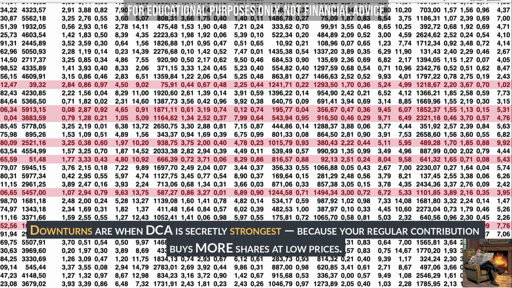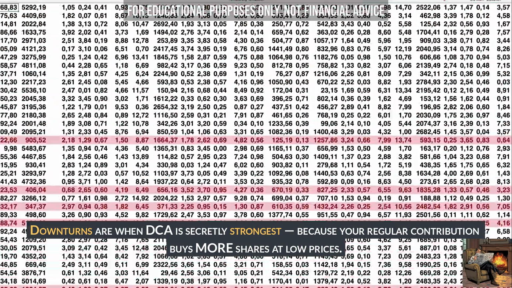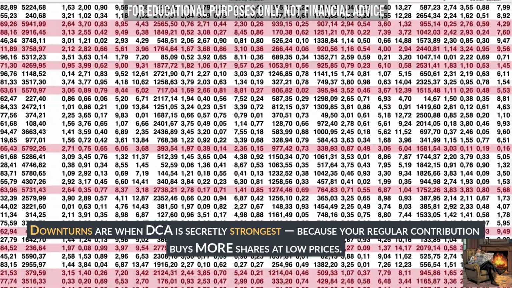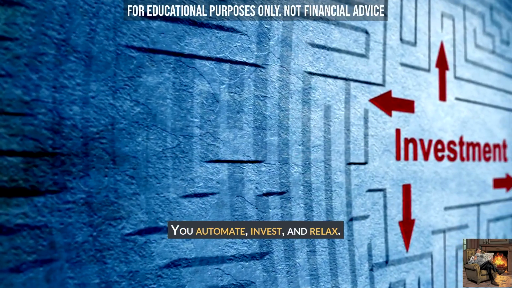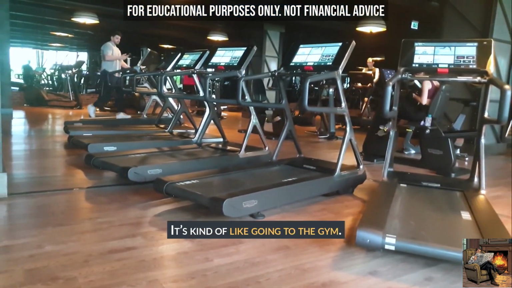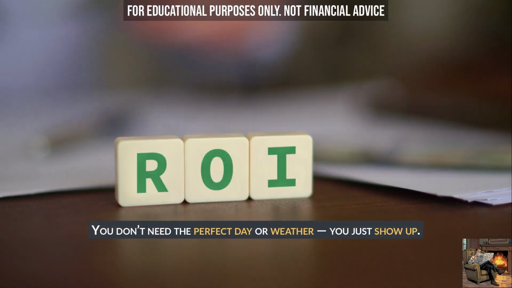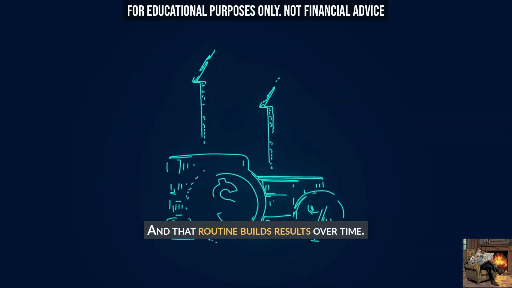Downturns are when DCA is secretly strongest, because your regular contribution buys more shares at low prices. Removes guesswork, no agonizing over charts or headlines. You automate, invest, and relax. It's kind of like going to the gym. You don't need the perfect day or weather, you just show up. And that routine builds results over time.